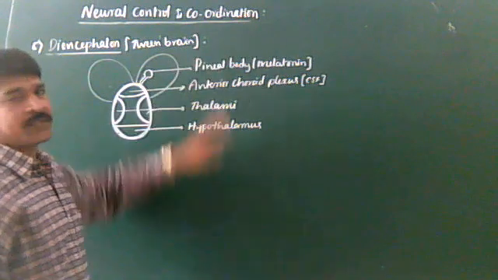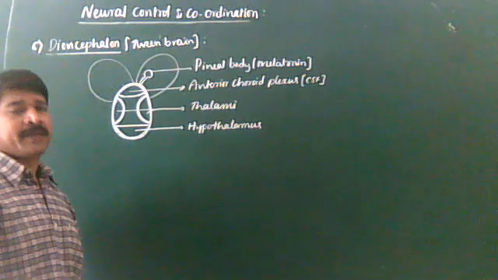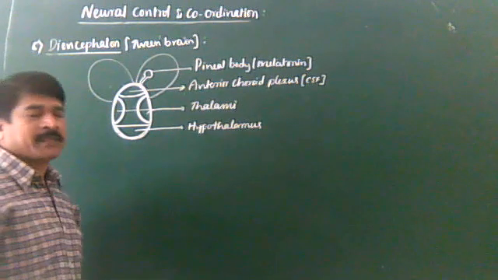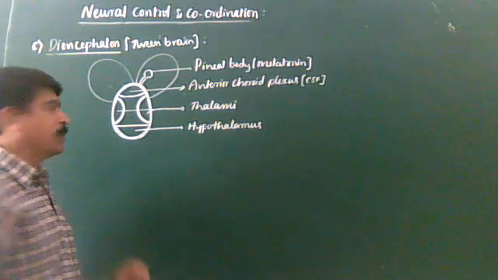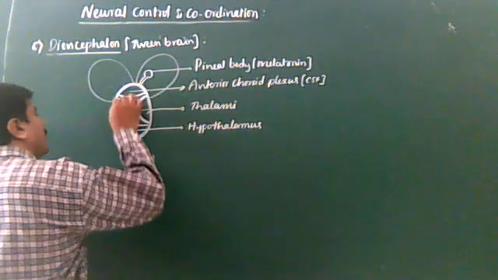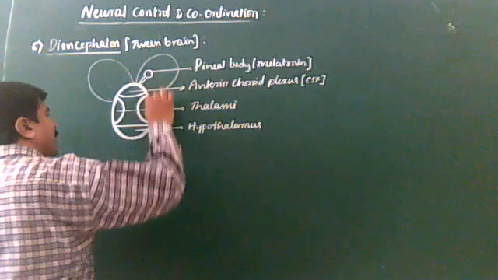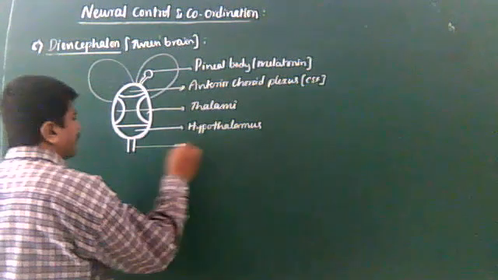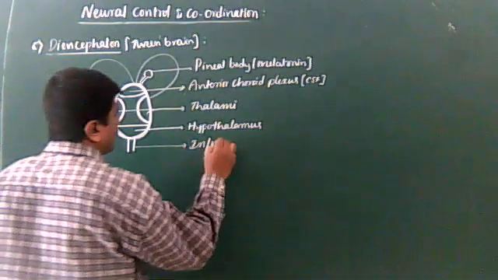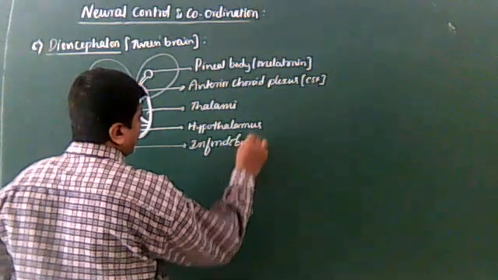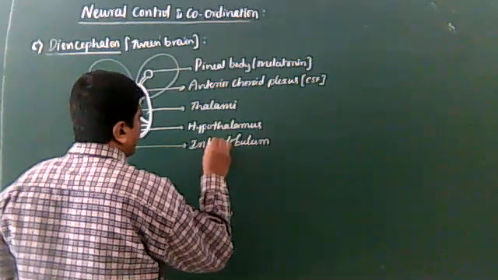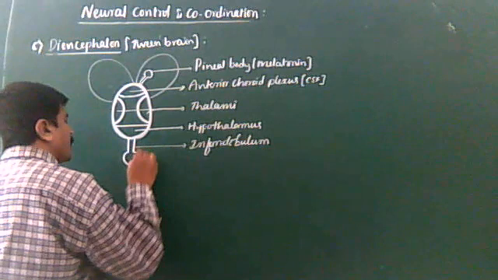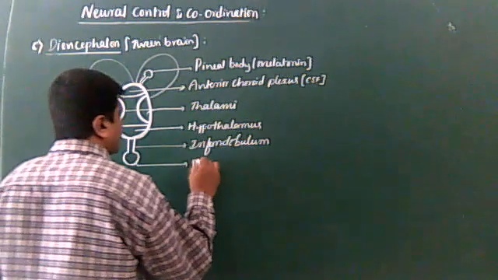Clear? So all these structures are present on the dorsal side of the diencephalon. What I have written, these 4 parts, are all present on the dorsal side of the diencephalon. Look at the board. On the ventral side of the diencephalon, there is a stalk-like structure called the infundibulum, to which the pituitary gland is attached.